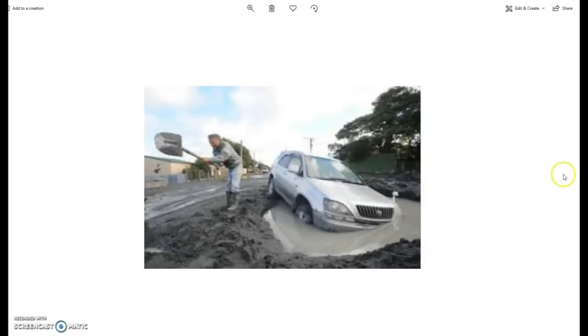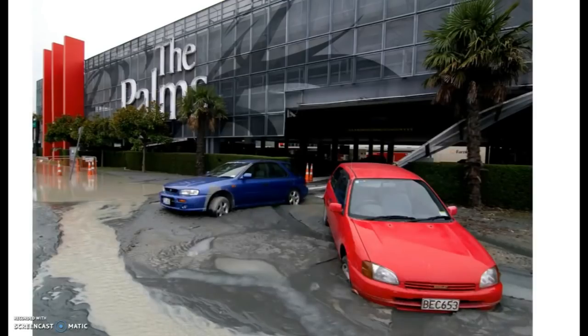But this is a modern day event. I'm not going to go on too much about it because I do recommend that you go on YouTube and type in Christchurch and liquefaction, or liquefaction experiments. As you can see, it speaks for itself.